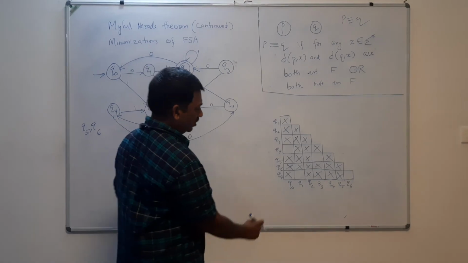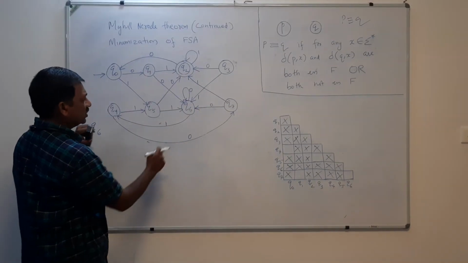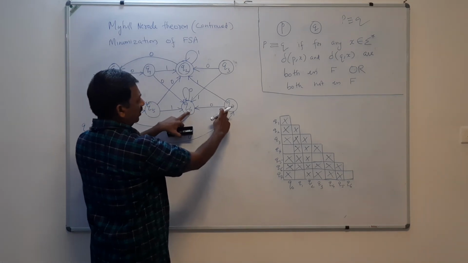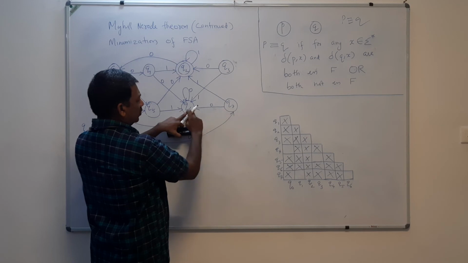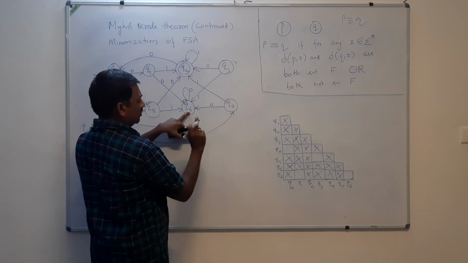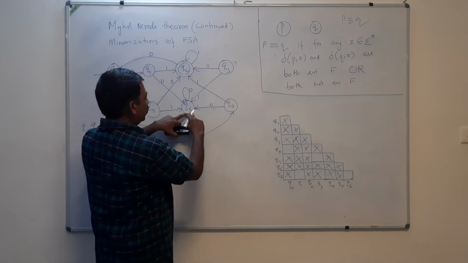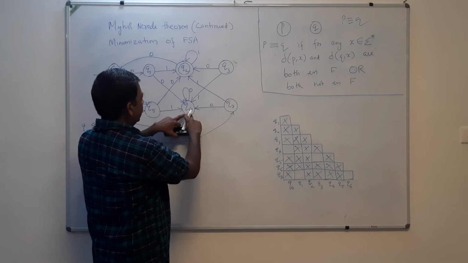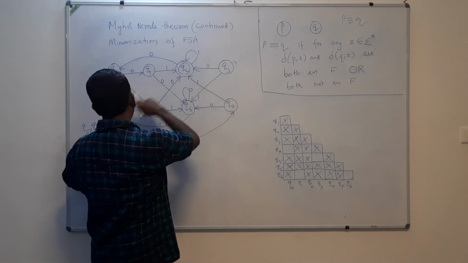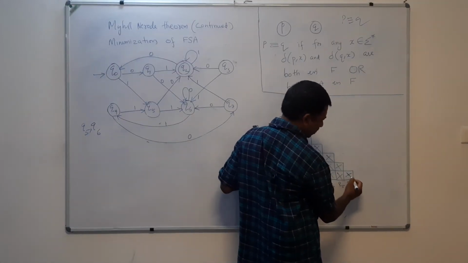What about this one? Q6 and Q7. Upon applying 0, what will happen? Q6 on 0 it is Q6. Q7 on 0 again Q6. They are not distinguishable. And the other input you have to try, that means 1. What about Q6 on 1? Q6 on 1 it is going to Q4, and Q7 on 1 going to Q2. Q2, Q4 is distinguishable. So this is distinguishable.